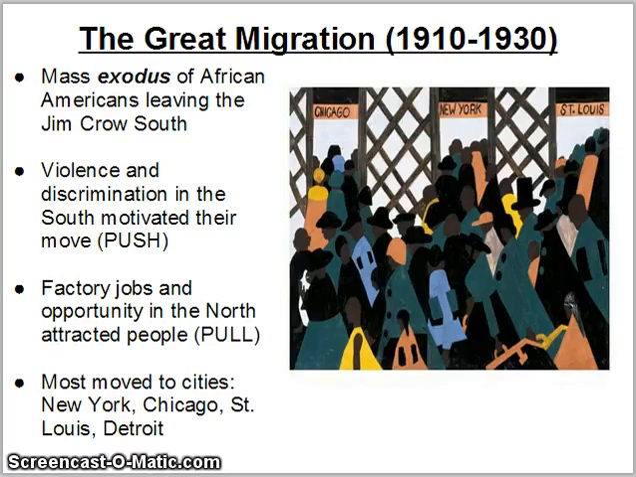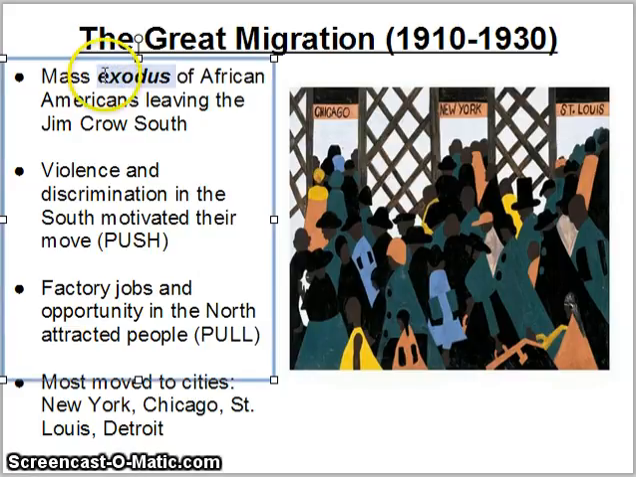They left. The Great Migration stretches from 1910 to 1930. So as you can see by the dates, it actually begins before World War I and continues into the 1930s. The Great Migration is the mass exodus. An exodus is like leaving; you can see the word exo, that means to get outside of, right? So the mass exodus of African Americans who are leaving the Jim Crow South, where segregation is legal.